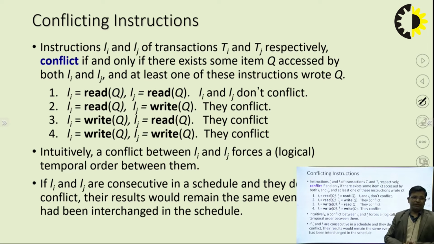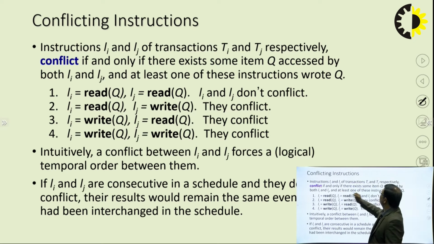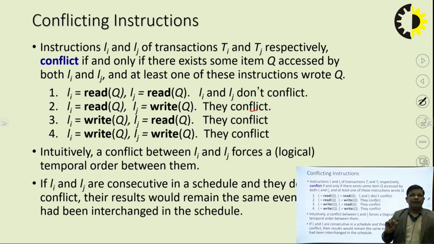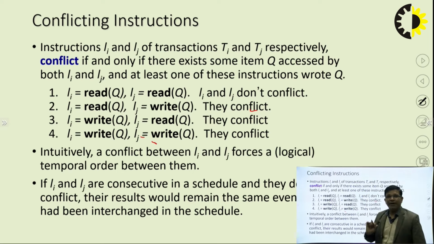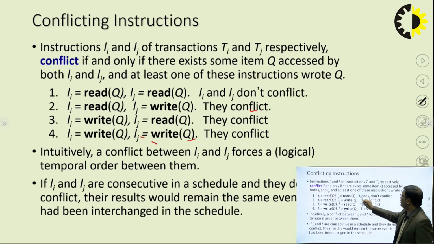Conflicting instructions. For example, instructions Ii and Ij of transactions Ti and Tj, here I1 and I2 of T1 and T2, conflict if and only if there exists some data item or variable accessed by both of the instructions I1 and I2. For example, if Ii reads a particular value and Ij reads the same value, then Ii and Ij do not conflict, just because two different transactions read the same data.